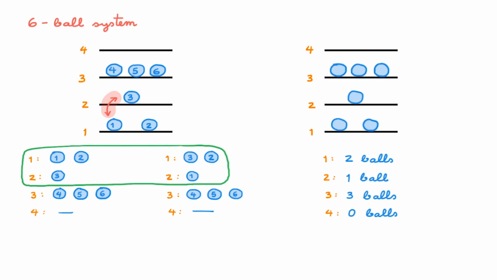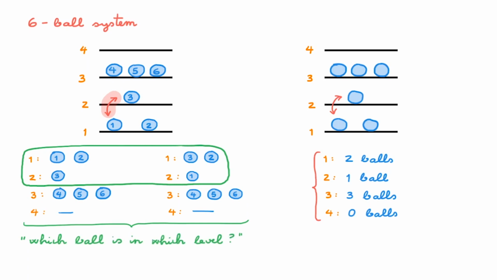When I exchange any 2 balls like this, the number of balls in each level stays the same, so this description also stays the same and we don't have any redundancy. Put another way, in this first case we're trying to characterize our system by asking the question, which ball is in which level? Because the balls are identical, this leads to a highly redundant description, as exemplified by these 2 permutations of numbered balls.